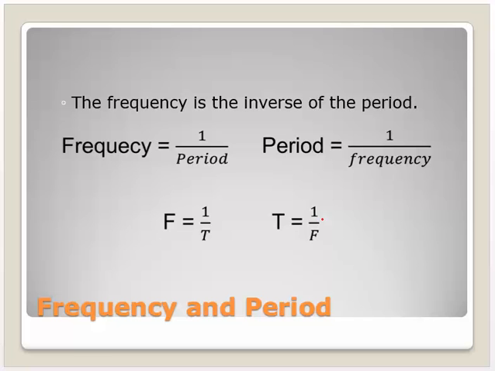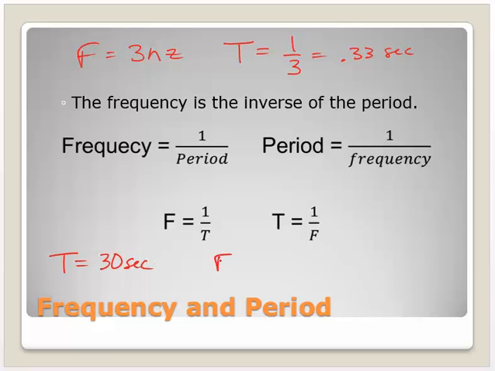So some examples of that would be if we knew that the frequency, let's say, was 3 hertz, then we could find the period. The period would be 1 over 3, because it's 1 over f. So that would be 0.33 seconds. And likewise, if we knew the time was, let's just make one up, 30 seconds, there we go, then we can know the frequency is 1 over 30, which is going to be a really small number.